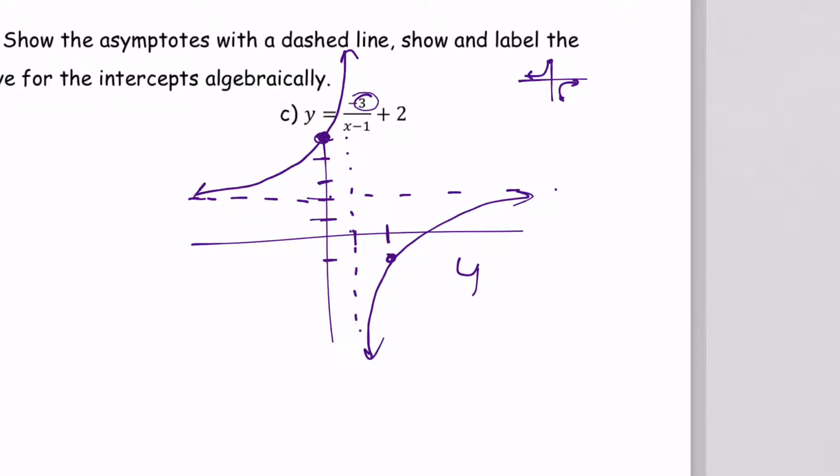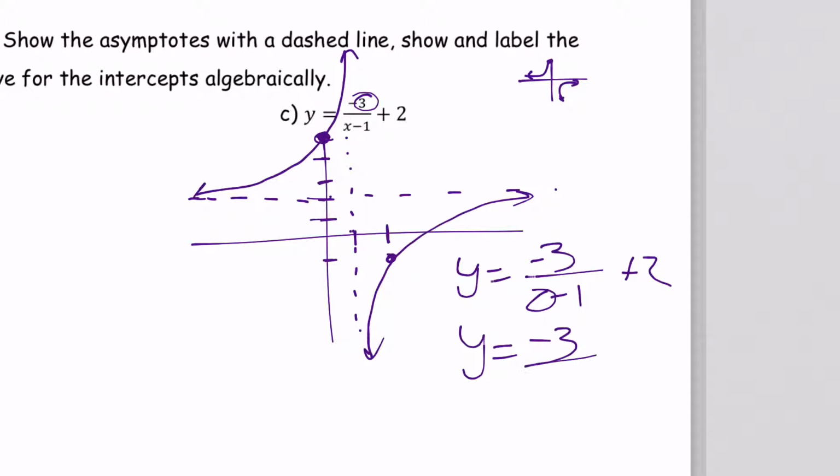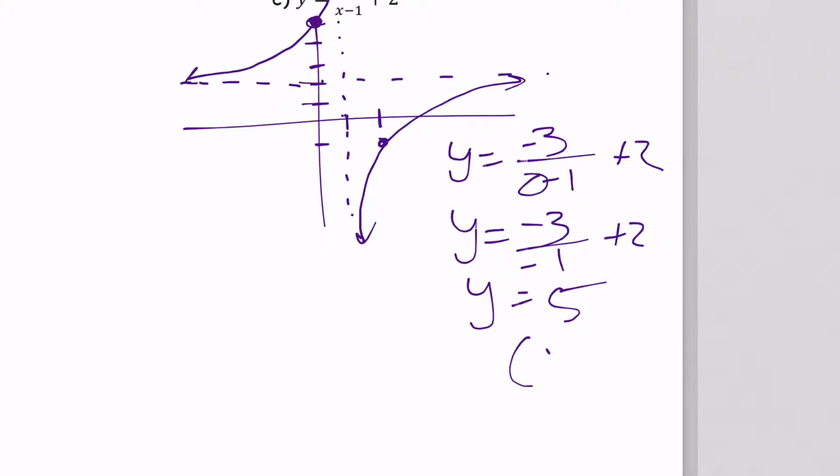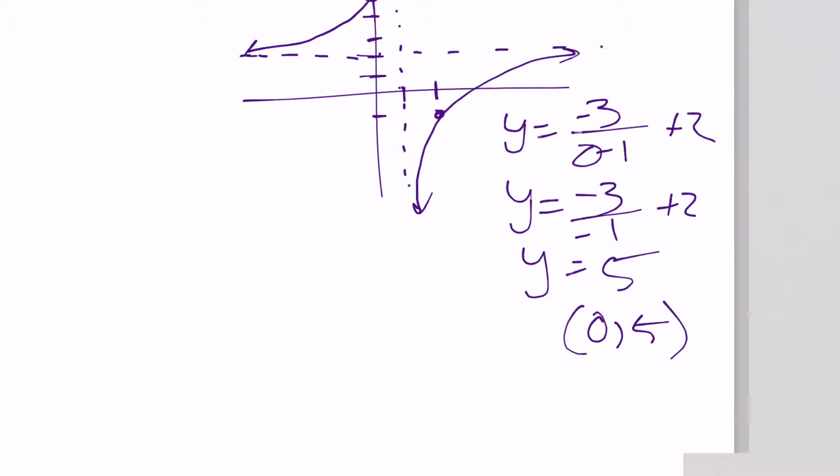Y-intercept is when x is 0, so y equals negative 3 over 0 minus 1 plus 2. So y equals negative 3 over negative 1 plus 2. Y equals, well, negative 3 over negative 1 is positive 3, and positive 3 plus 2 is 5. And look, we showed 5 as y-intercept. So we get 0, 5. But let's find our x-intercept.